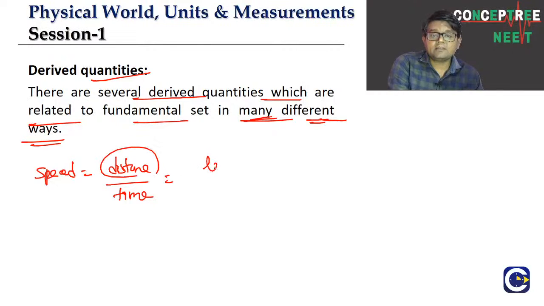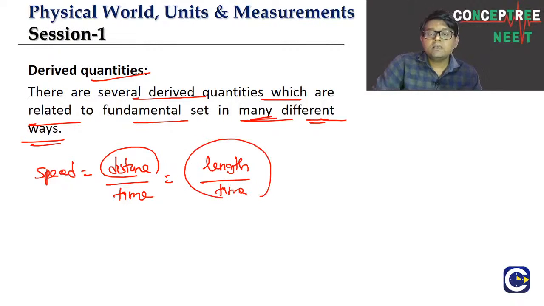Speed is nothing but distance divided by time, and distance is nothing but length. So we see speed is a derived quantity. What is it depending upon? It is depending upon length and time.